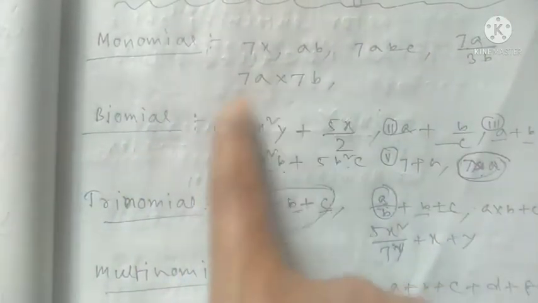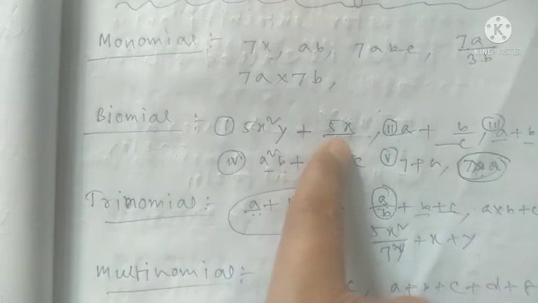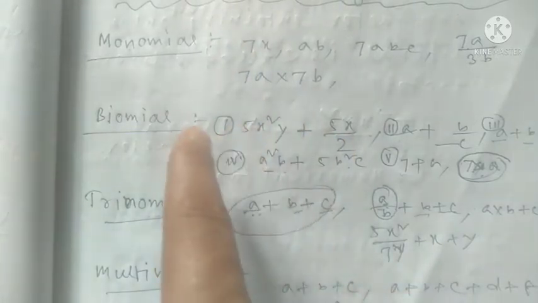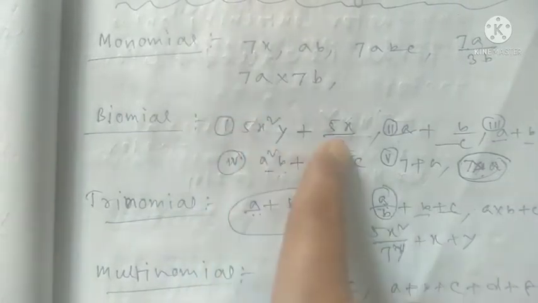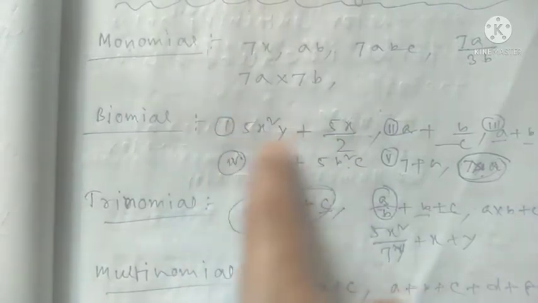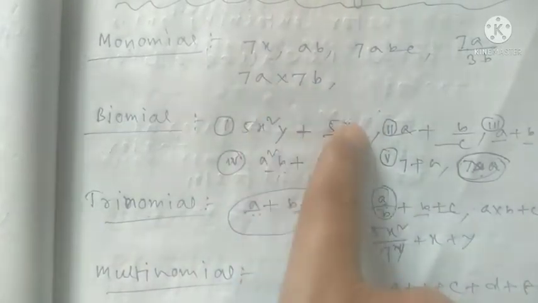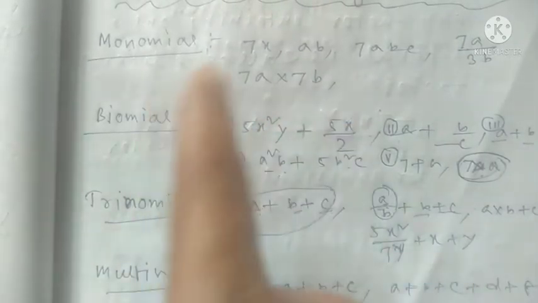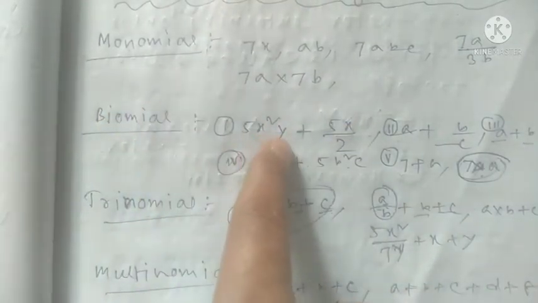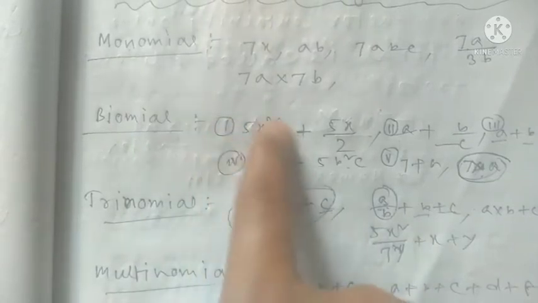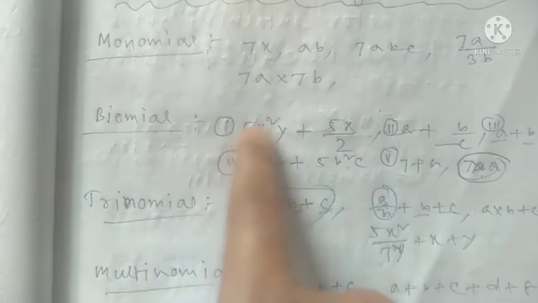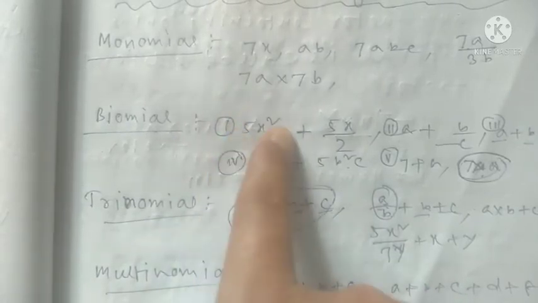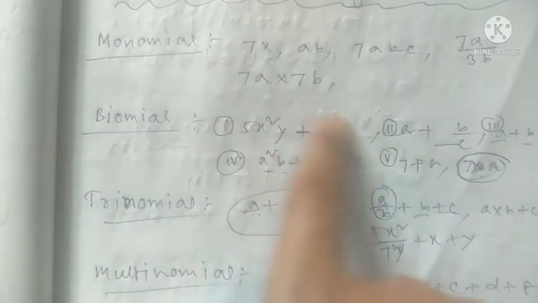Binomial, what is binomial? Binomial means an algebraic expression which has only two terms. 5x square y is one term, and 5x by 2 is one term. How many terms are there? Two terms. Then you can say this is a binomial. You may say, sir, 5x square y has 3 terms? No, because the relation between them is multiplication, so you take it as one term. This is one term and this is the second term. That means this is a binomial.